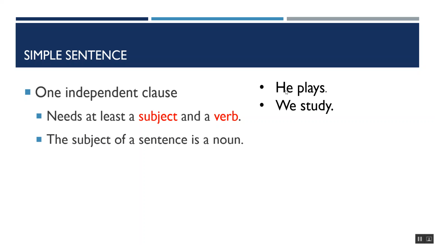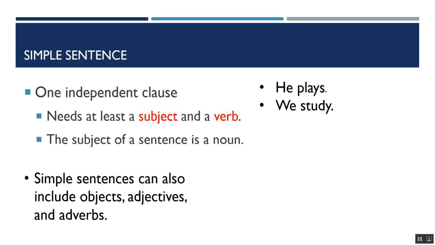So over here we have some examples. He plays. He, that's our subject. It's also a noun because it's a person. Plays, that's our verb. We, okay, that's the subject, also a noun because it's people. Study, that's the verb, that's what we do.